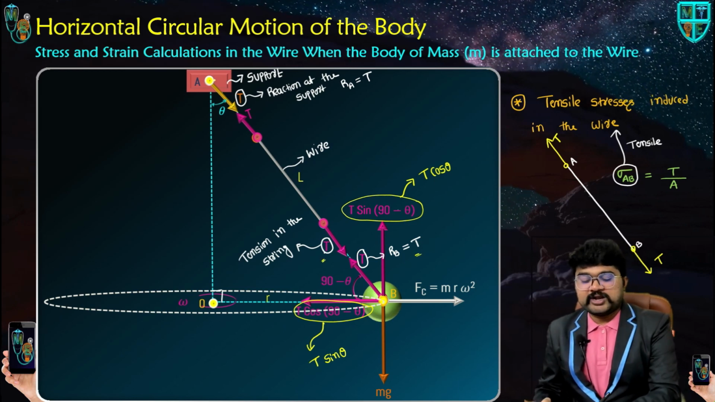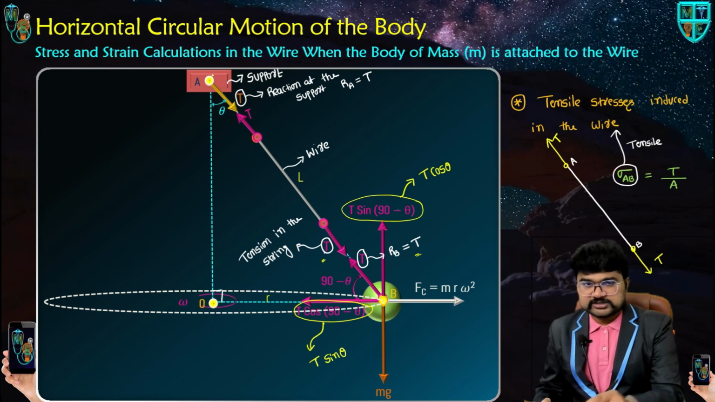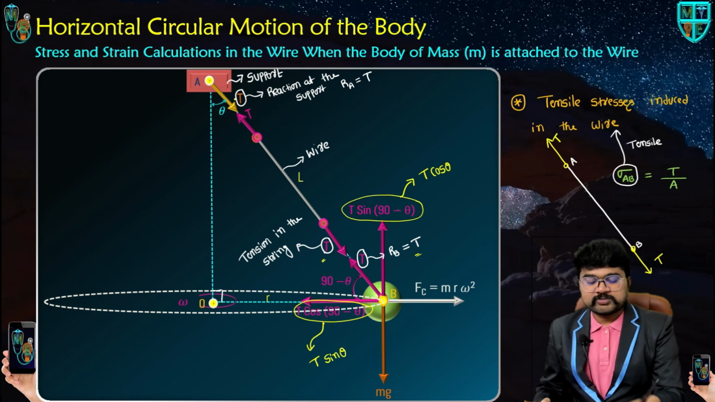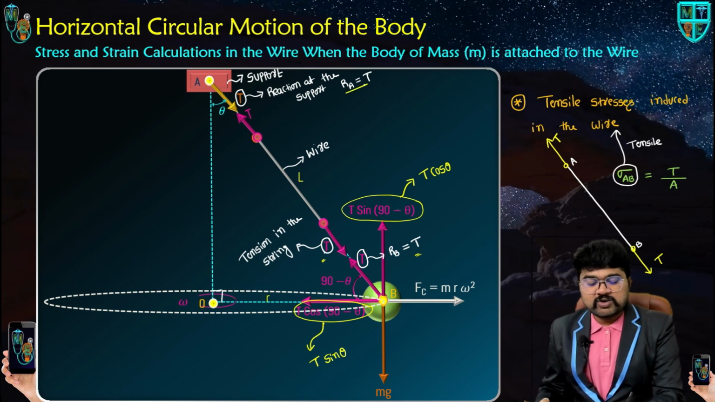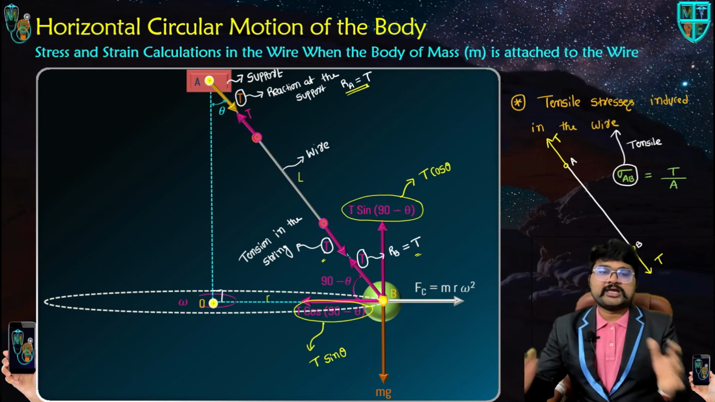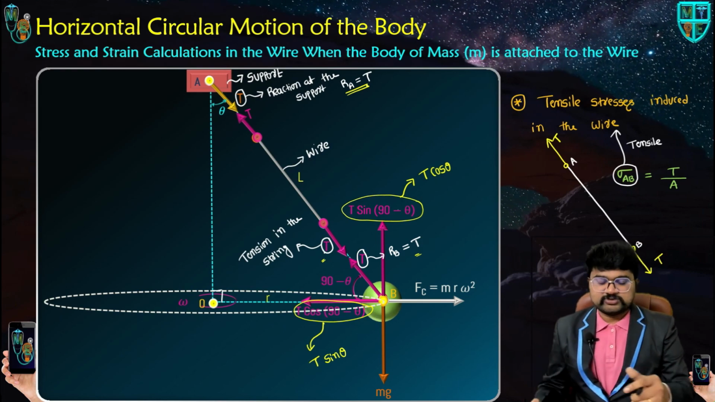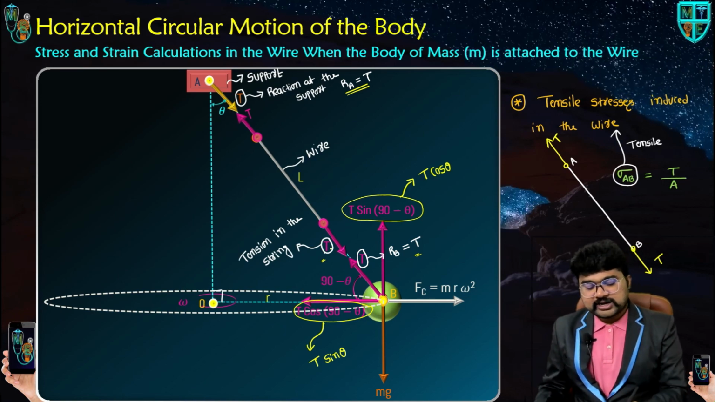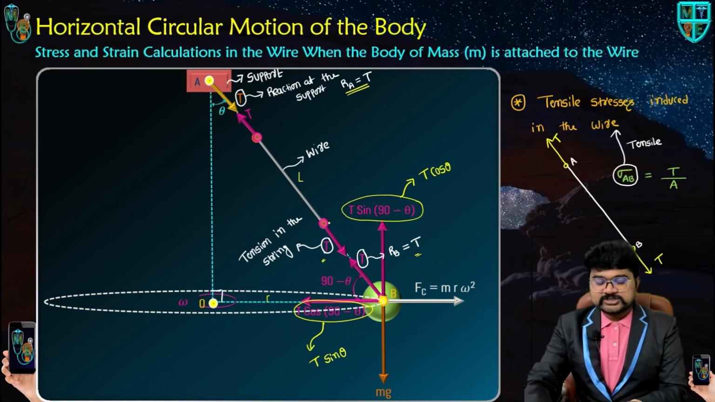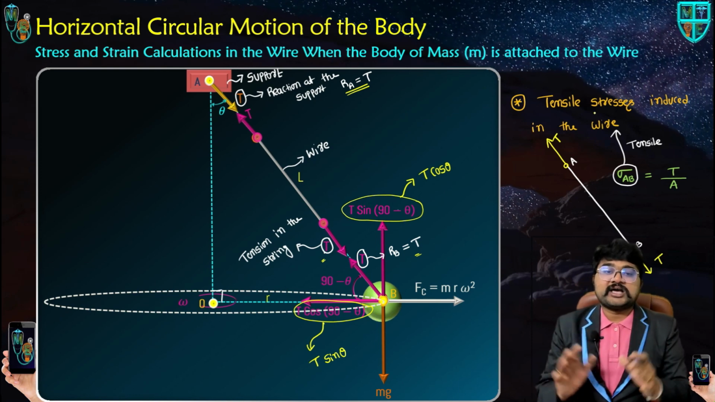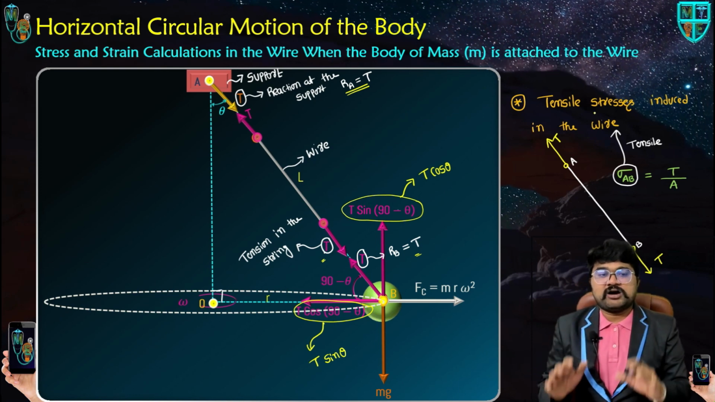Then at this point, the reaction at this contact point, the support reaction, and the tension in the string both become equal: RA equals T. Both are equal in magnitude but opposite in direction. Understood na? Tension always pulls the body. These two tensions are pulling, which is why you call it tensile stress induced in the wire.